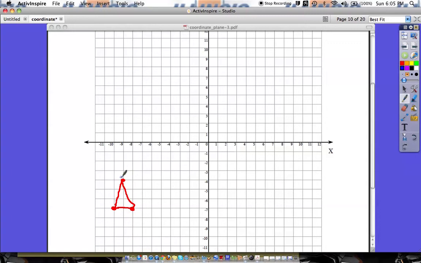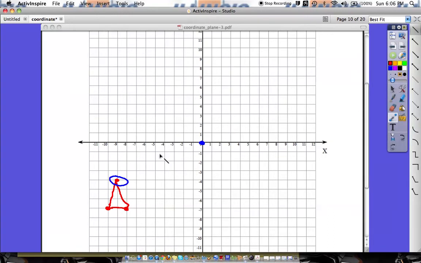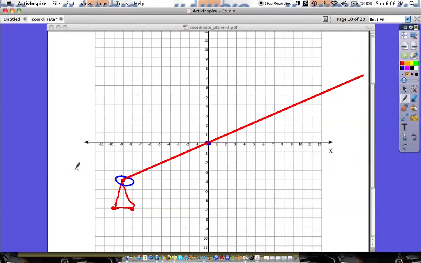So let's just start with this top point right here. Okay, there's our top point. There's the origin. So I'm going to draw a line between those two. That's going to be a good start for us here. So draw a line through here, and bingo. Okay. And by the way, that original point right there looked to be -9, -4.